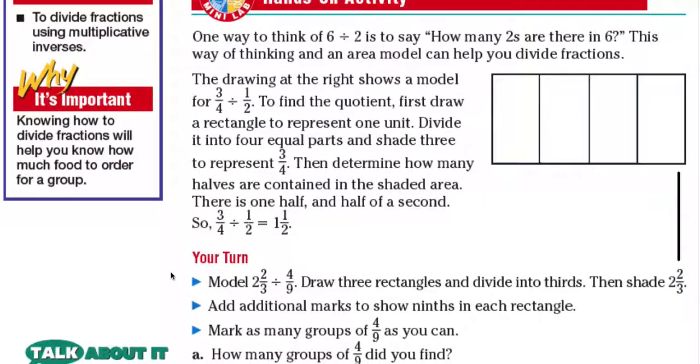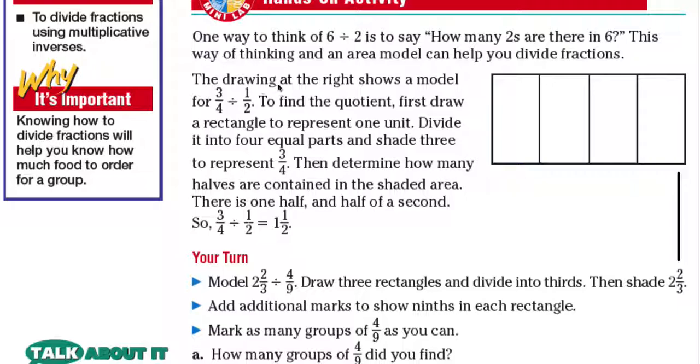One way to think of 6 divided by 2 is to say how many 2's there are in 6. Okay, think of it this way, because we are going to use an area model to help you divide fractions. So when you say 6 divided by 2, we are basically saying how many 2's there are in 6. And we know that there are 3 2's in 6. That's the reason why 6 divided by 2 is equal to 3. Put that on top of your mind, because this is how we are going to divide fractions using models.